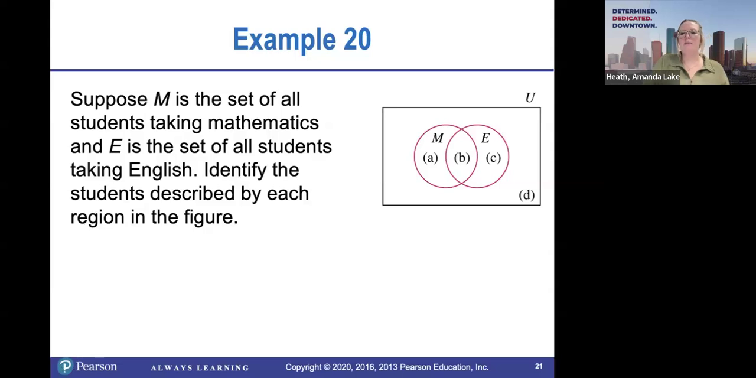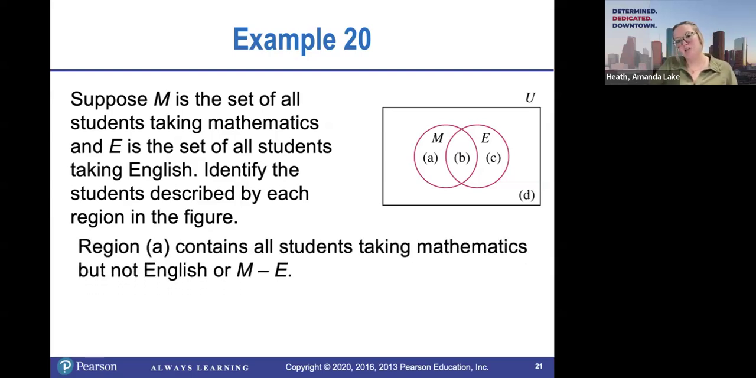All right, so again, with Venn diagrams, we can think about what different portions of a Venn diagram mean. So if we have M is the set of all the students taking math and E being the set of all students taking English, then we could describe what these regions A, B, and C mean. So A would be all of the math students, or students taking math who are not taking English.